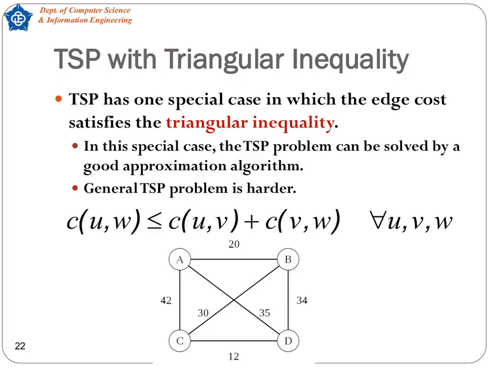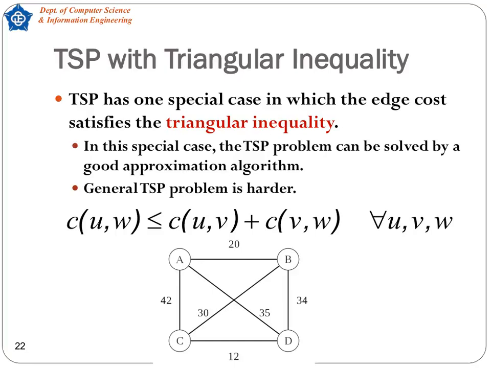On this slide, we introduce a special case of the traveling salesman problem, in which every edge cost satisfies the triangle inequality. In plain terms, the direct route between any 2 cities is never more expensive than taking a detour through a third city. Because of this property, we can design efficient approximation algorithms, something that's far more challenging for the general TSP. Mathematically, we write c(u, w) is less than or equal to c(u, v) plus c(v, w) for all choices of u, v, and w.